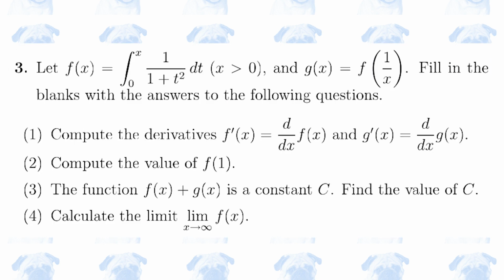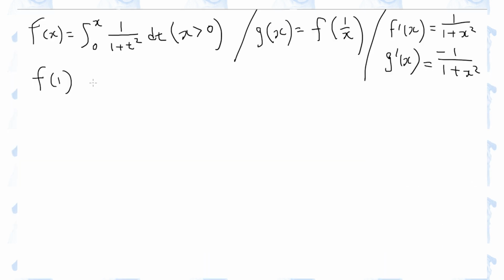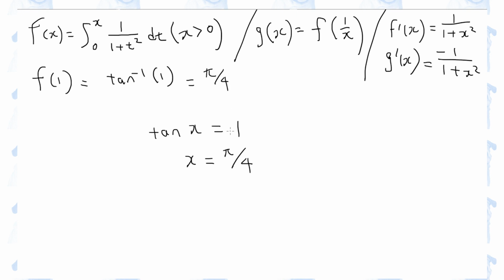Section 3, number 2. In this question, we need to substitute x equals 1 into the function f of x, which is basically calculating inverse tangent of 1. Recall that when tangent x is equal to 1, the angle x is pi over 4, or 45 degrees. Therefore, inverse tangent of 1 is pi over 4.